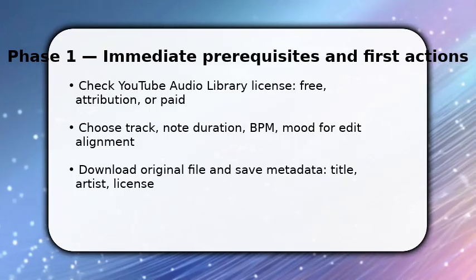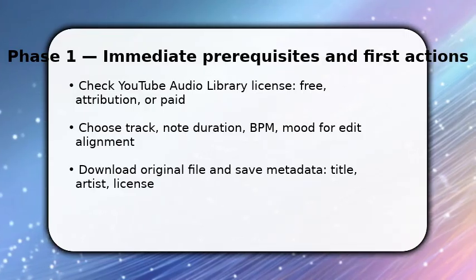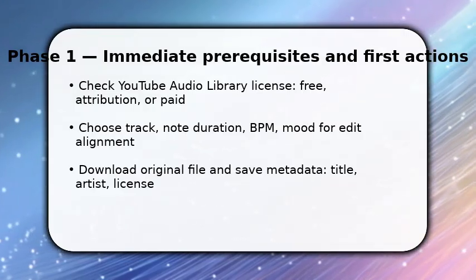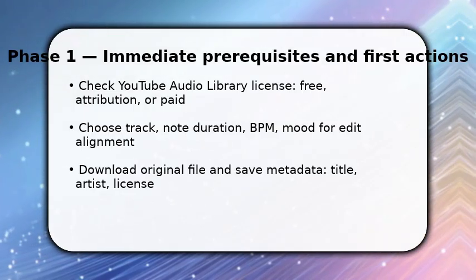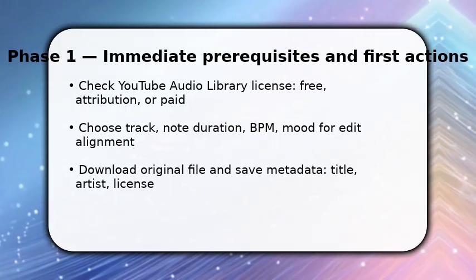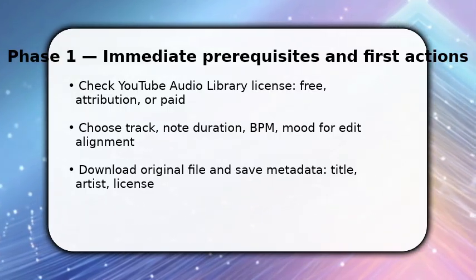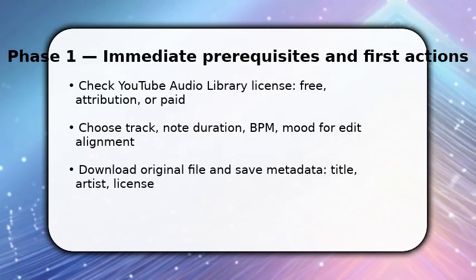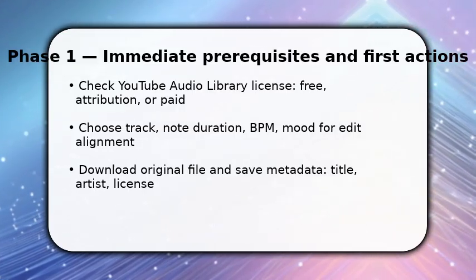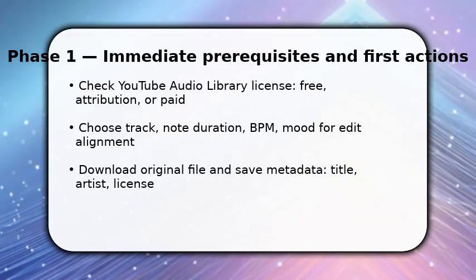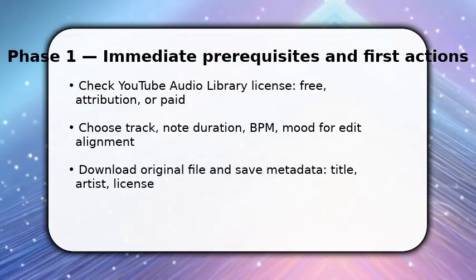You start by confirming rights. Open YouTube audio library and check the license type, free, attribution required, or restricted. Once you find a candidate, preview it to match mood and tempo to your footage. Download the original file and immediately save metadata, title, artist, license terms, so you can add credits later.